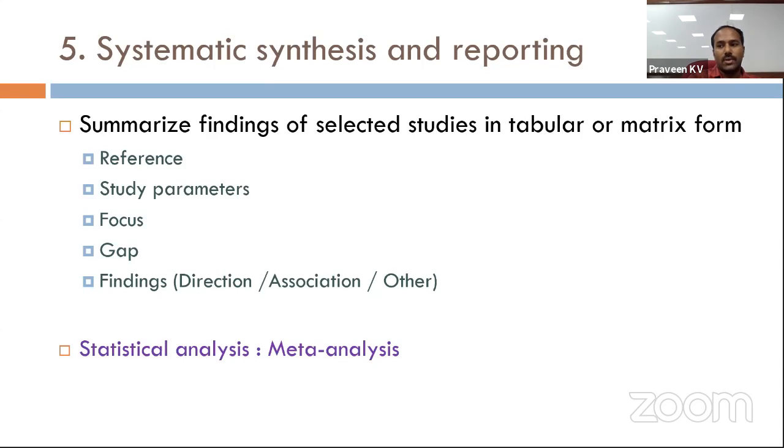Once we are not satisfied with the systematic analysis, it's not that we are not getting satisfied, we are just doing a little bit more. We are proceeding to quantify the effect or quantifying the impact. That is called meta-analysis.